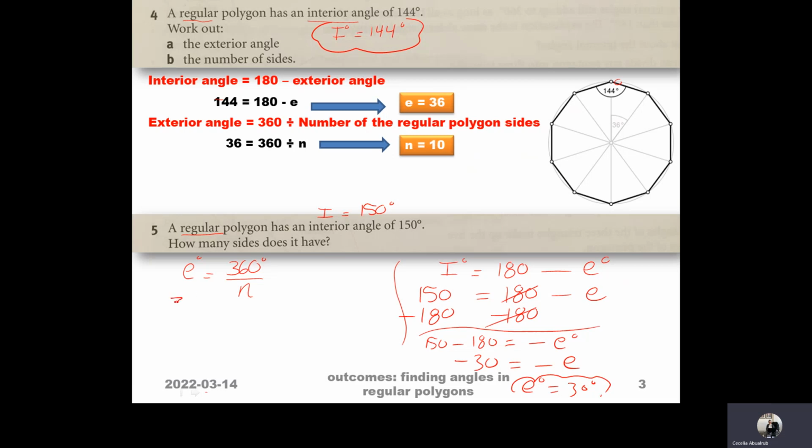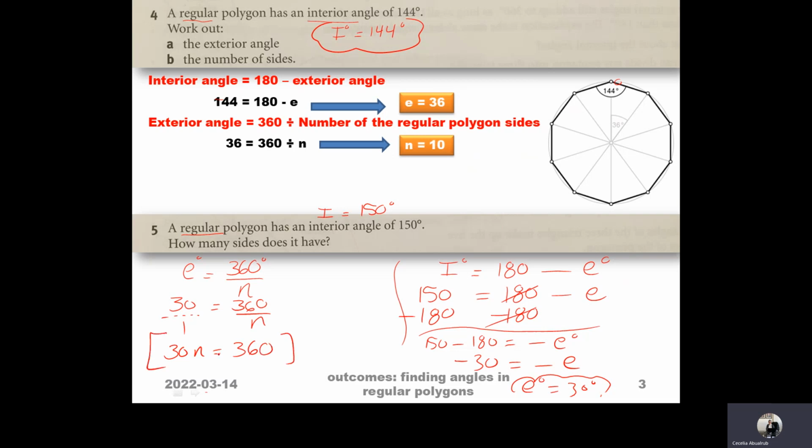We substitute E as 30 here, and it will be 360 over N. Remember, this one means 30 over 1. So we will cross multiply. N times 30, it will be 30N is equal to 1 times 360, it will be 360.